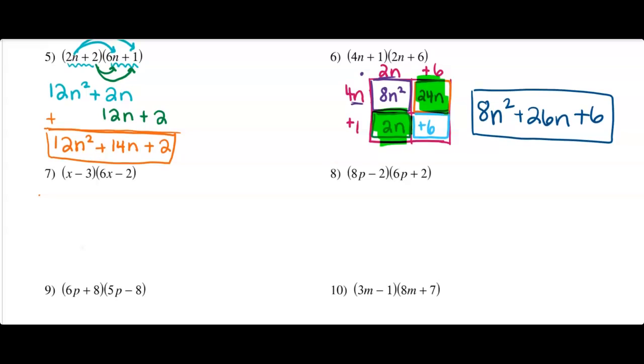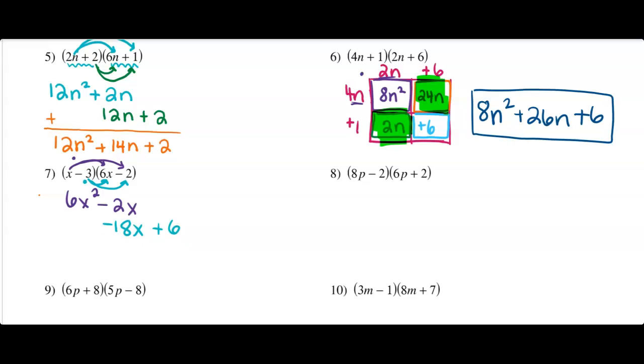When we do these, you can choose whichever method you prefer, double distributing or box method. So I'm going to do 2 more, one in each method. So number 7, I will double distribute again. So we're going to start with x times 6x and x times negative 2. So x times 6x is 6x squared, and x times negative 2 is negative 2x. Then I'm going to do negative 3 times 6x and negative 3 times negative 2. So that will give me negative 18x plus 6.